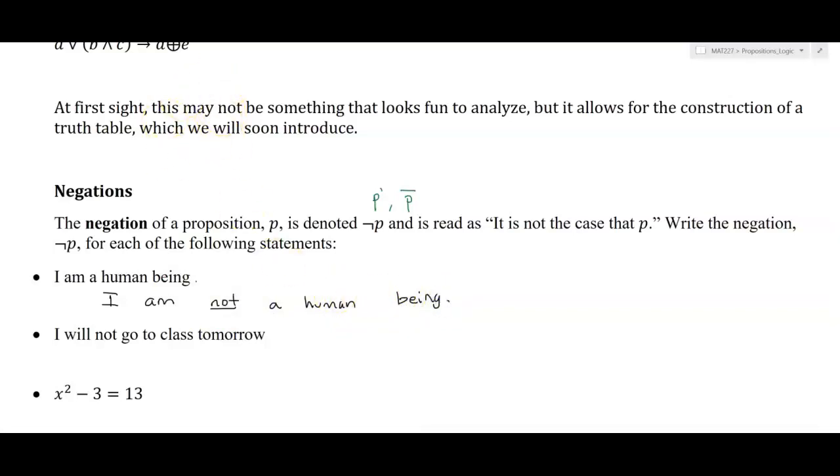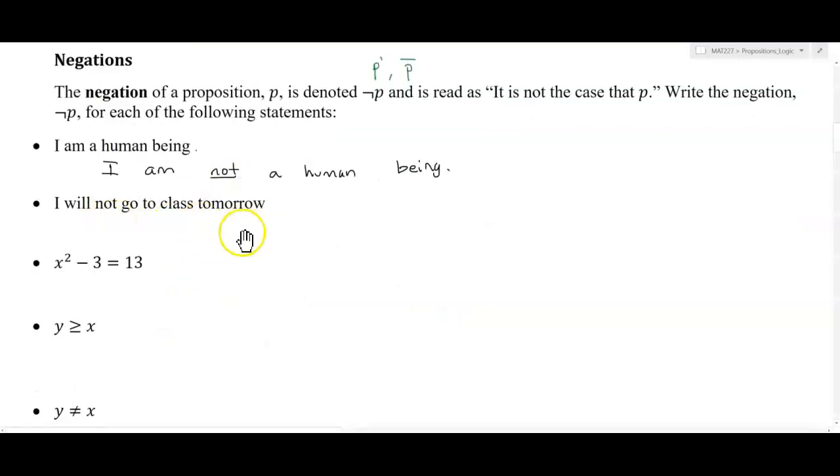Okay, what is the negation of I will not go to class tomorrow? Well, we could again say it is not the case that I will not go to class tomorrow. But what does that really mean? If I won't not go to class, then that means I will go to class. I know that sounds kind of funny, but it makes more intuitive sense to just say the opposite of this, if you will. I will go to class tomorrow.